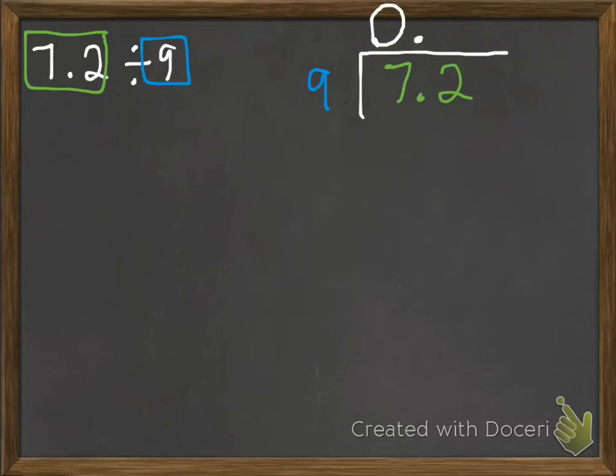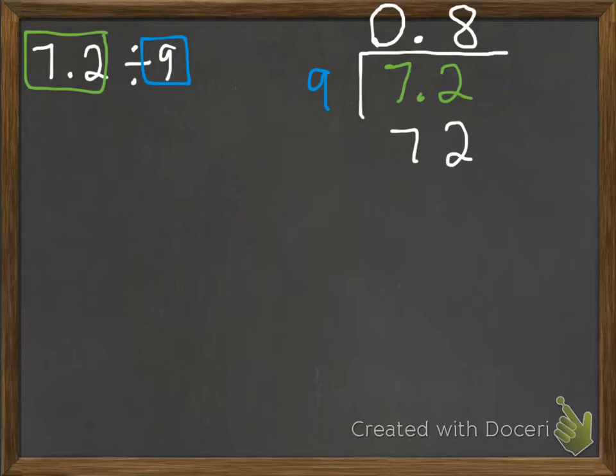Now let's think. Can 9 go into 72? Yes, it can. How many times can 9 go into 72? Hopefully you said 8 times. 9 times 8 is 72, so 9 goes into 72 eight times. We divided. Let's multiply now. Let's take this 9 and multiply it by the 8. 9 times 8 is 72.